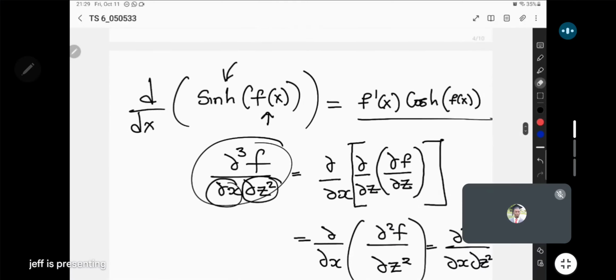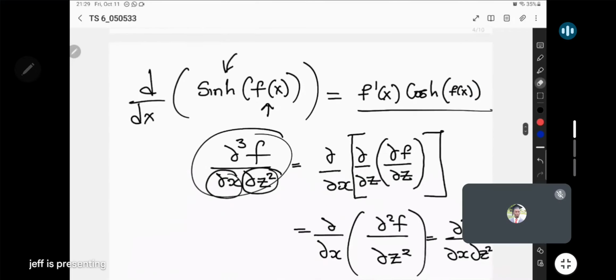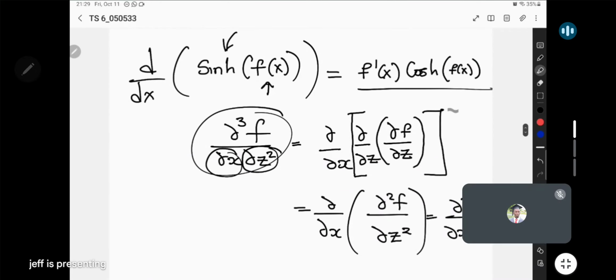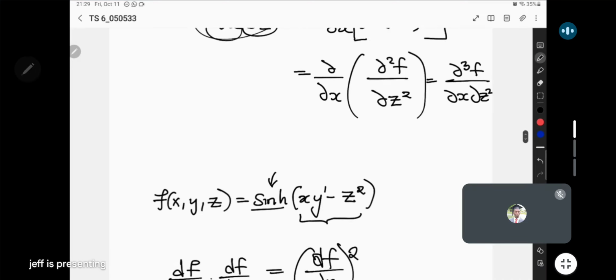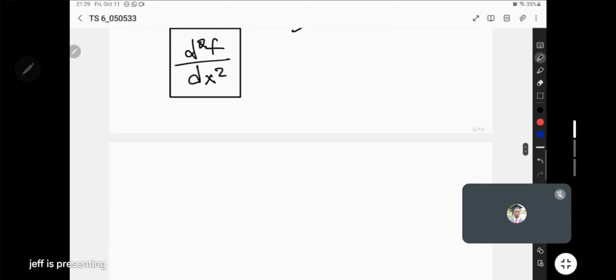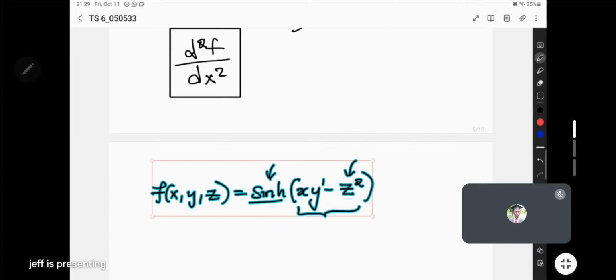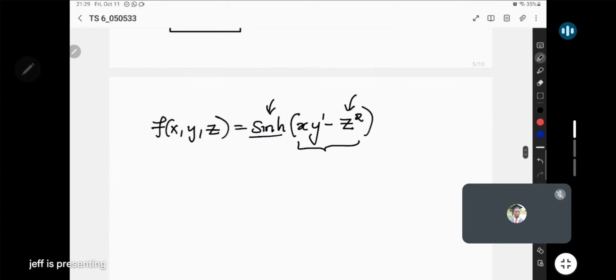Okay, so what are we seeing? I think I expanded it very well somewhere here. The first thing we want to get is partial f, partial z. So let's get partial f, partial z. Everything else is a constant.